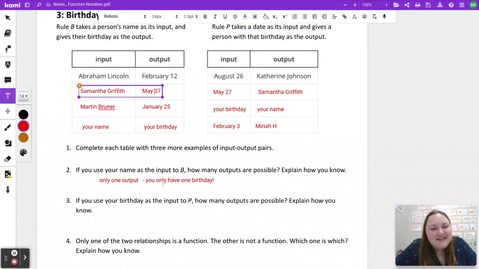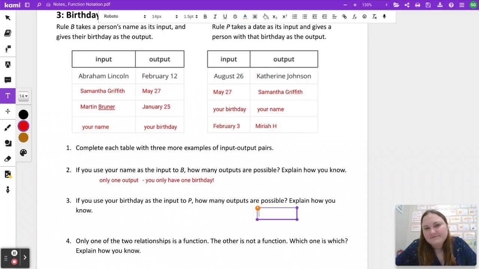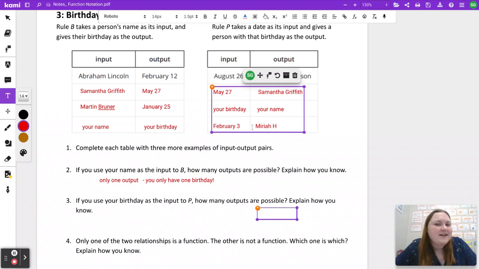What about with rule P? If you put in your birthday as the input, how many outputs are going to be possible there? Now, these might seem like the same question, but they're different because here it's reversed. I'm actually going to use Mariah as an example. We put her birthday, February 3rd, in, and a possibility would be getting her name.